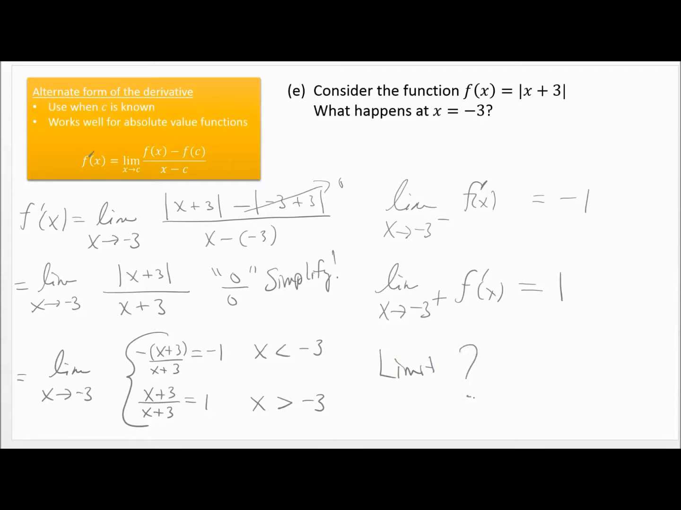So what do we say about the limit value at -3? Well, at -3, it does not exist. Why does it not exist? Because the limit from the left doesn't equal the limit from the right. Well, what does that mean then? How about there's no derivative at -3? No derivative at all. At -3, there is no derivative. There is no slope of the tangent line.